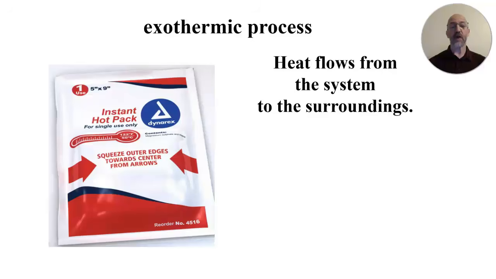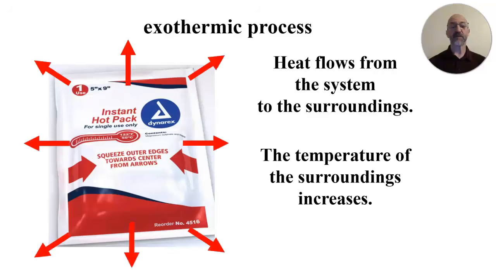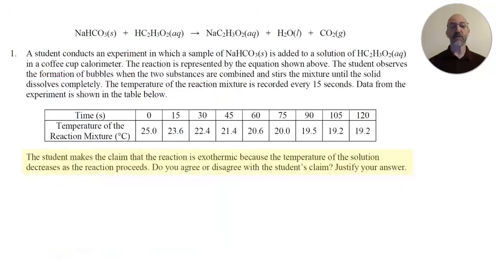Heat flows from the system to the surroundings. The temperature of the surroundings increases. We place our hand on the surface of that instant hot pack, and it feels hot. So to summarize, we have a decrease in temperature, endothermic process. We have an increase in temperature, exothermic process.